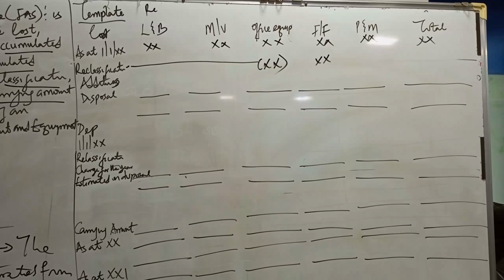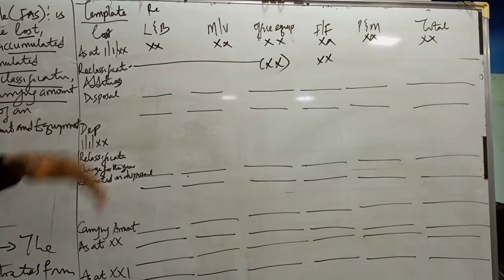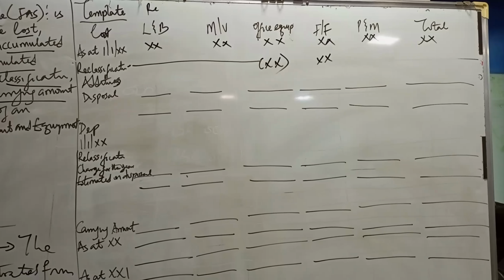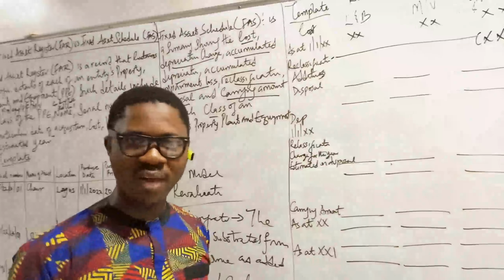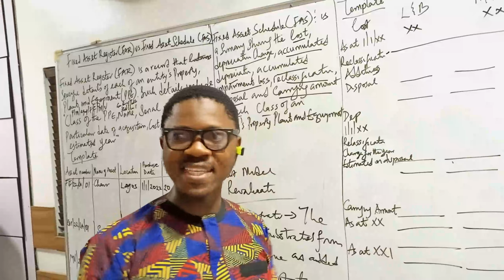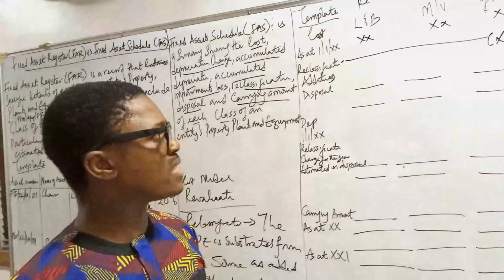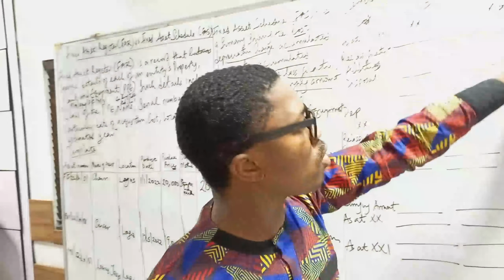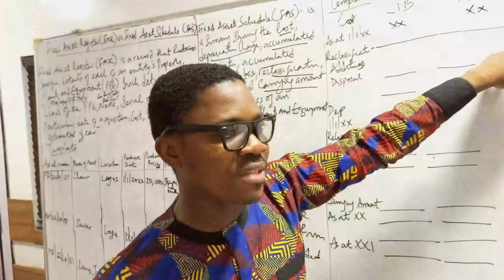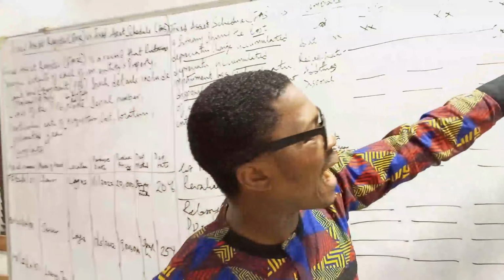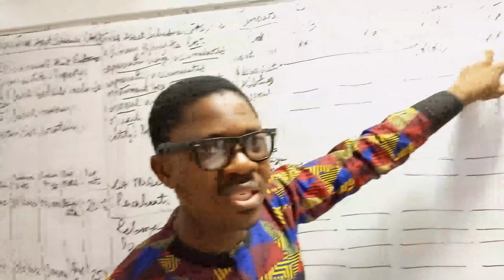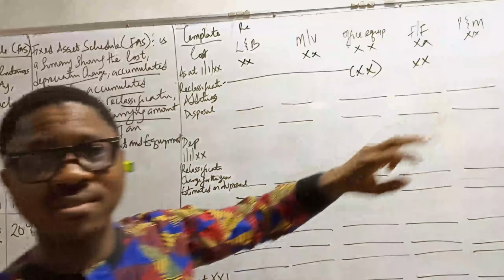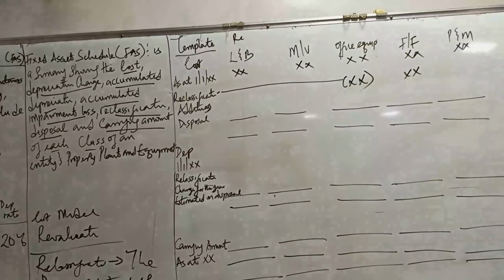So for reclassification, we are reclassifying an item of asset from one class of asset by moving it to another class of asset. So what happens in that situation, just as I said, the item of the asset will be subtracted from the source and be added to the destination asset.